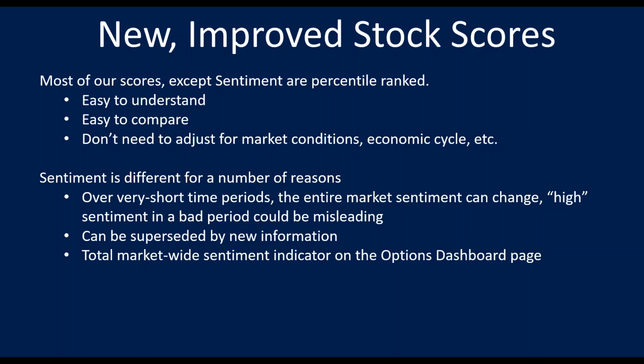The reason sentiment is different is that over a very short period of time, the entire market sentiment can change. So a high score in a bad period can be more misleading than it is with some of the fundamental stuff or some of the other longer-term scores. Sentiment also can be superseded by new information. The market may really like a stock, and then your product starts making people sick and the market stops liking your stock in a hurry. So the sentiment score is not necessarily predictive in that way, because new information can always come out. And we also have added a total market-wide sentiment indicator on the options dashboard page.